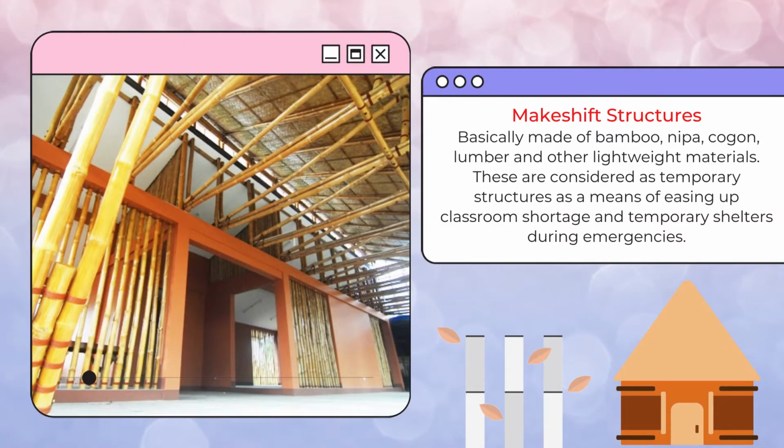Makeshift structures are basically made of bamboo, nipa, kogon, lumber, and other lightweight materials. These are considered temporary structures, used as a means of easing up classroom shortage and as temporary shelters during emergencies.